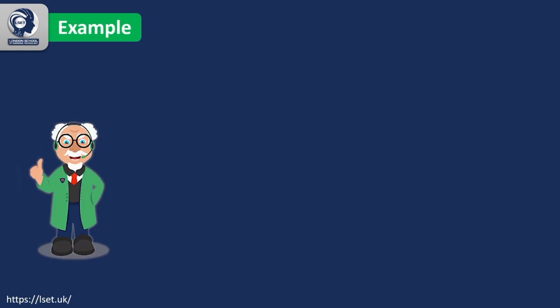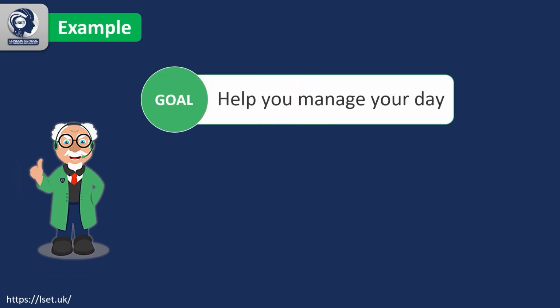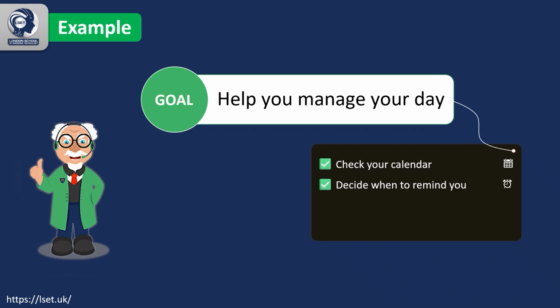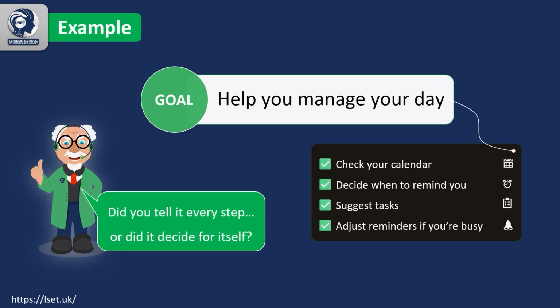Let us look at a simple example to understand this better. Imagine an AI system whose goal is to help you manage your day. It can check your calendar, decide when to remind you, suggest tasks, and adjust reminders if you are busy. You did not tell it every single step. Instead, you gave it a goal, and the system decided what actions to take on its own. That ability to decide for itself is what makes this an example of agentic AI.